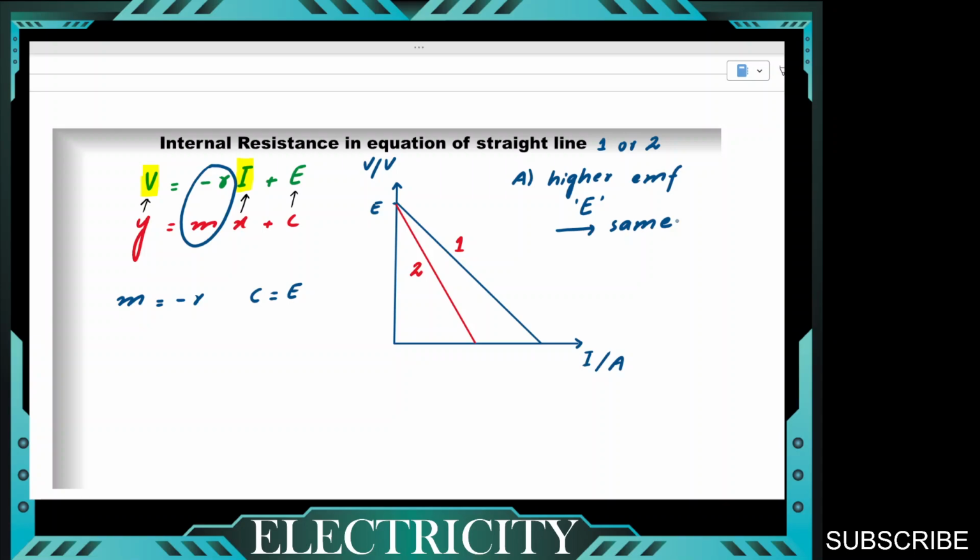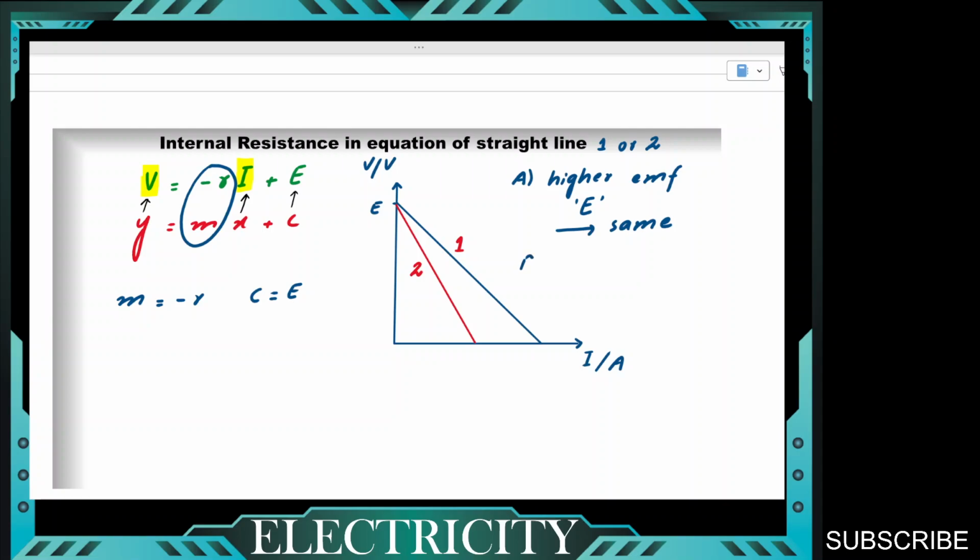Same for the battery 1, same for the battery 2. I mean, it might give you an impression that line 1 is slightly higher. It could be looking that way, but I was just trying to draw them from the same point.